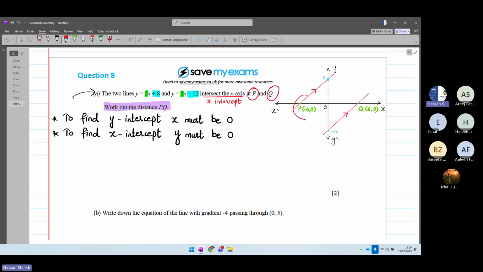Are these the two intercepts that I have calculated by substituting y as 0 in both equations? Yes. And now they want me to find this purple highlighted distance, the PQ. Do I have the distance formula to find this PQ? Yes.